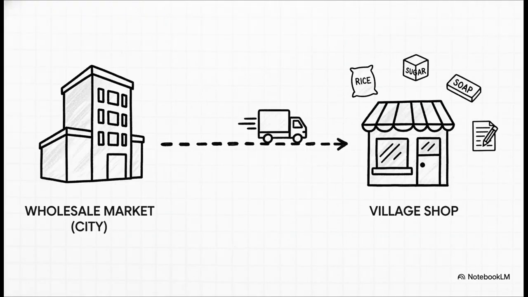Next up, we have the shopkeepers. These are the traders of Palampur. What they do is they go to the big wholesale markets in the cities, buy various goods, things like rice, sugar, soap, pens, notebooks, and then they sell them in their small general stores right inside the village. This is an essential service, isn't it? They make all our daily necessities available to everyone right there.